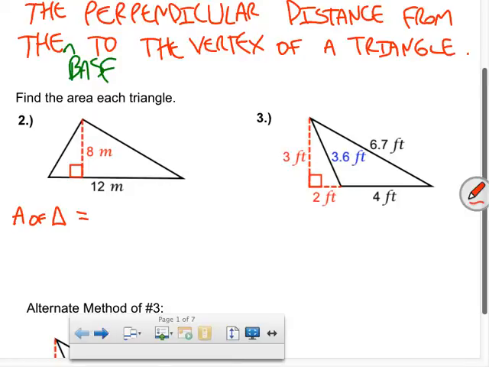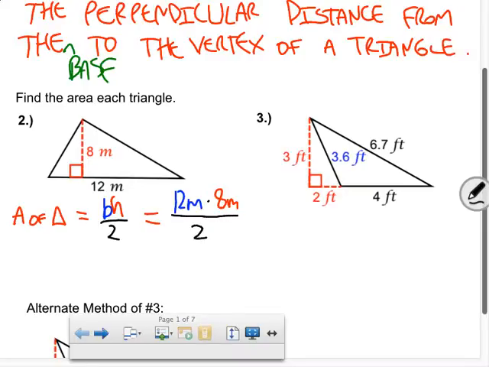What is it? Base times height divided by 2. Right. So we're going to take the base, and we're going to multiply by the height. And we're going to divide all that by 2. That's the formula. So here, my base is what? 12. My base is 12, right? So I have my 12 meters. And then we got to multiply by my height. And what's my height? 8 meters. Okay, and we're going to divide all that by 2.